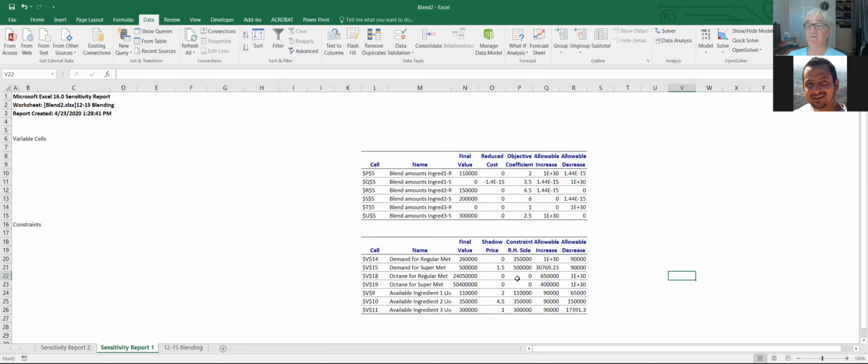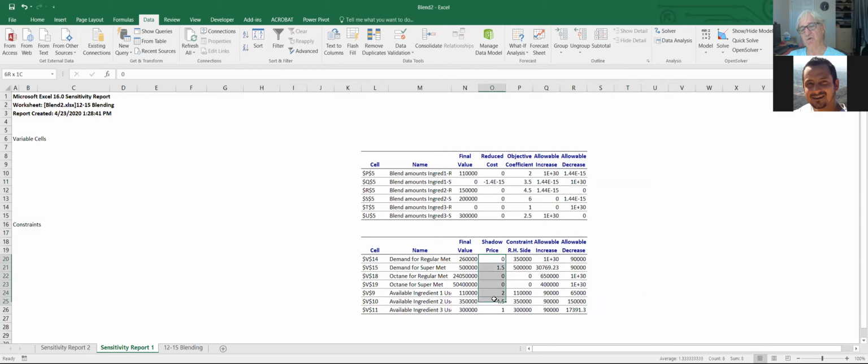I do want to talk about this allowable increase and decrease because they are more intuitive. It is talking about the right-hand side of the constraints. Remember, the sensitivity report on the lower part of it is talking about the range of feasibility that allows the right-hand side of each constraint to move right and left without changing the shadow price.